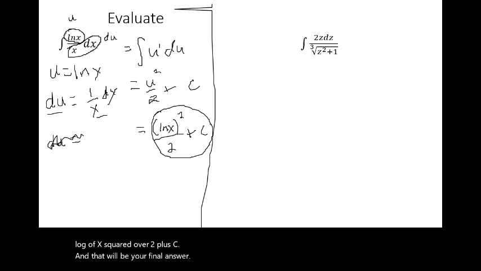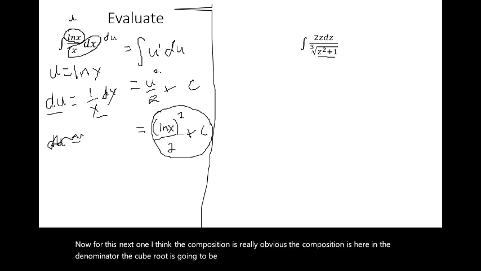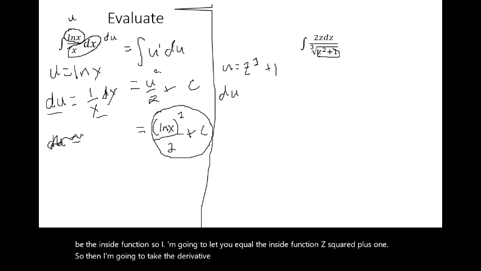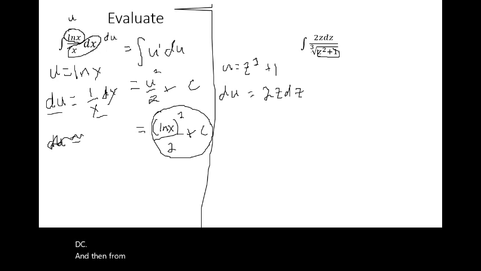Now for this next one, I think the composition is really obvious. The composition is here in the denominator. The cube root is going to be the outside function. Z squared plus 1 is going to be the inside function. So I'm going to let u equal the inside function z squared plus 1. Then I'm going to take the derivative with respect to z. So du is going to equal 2z dz. And from here, the substitution is really pretty straightforward.